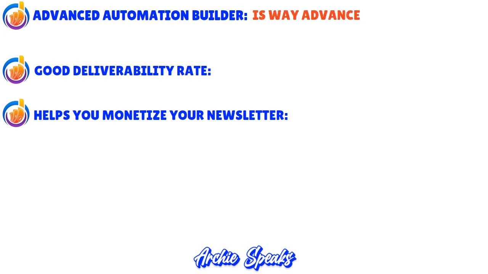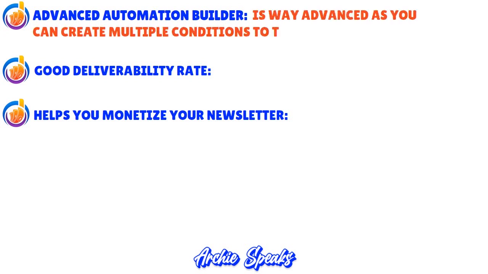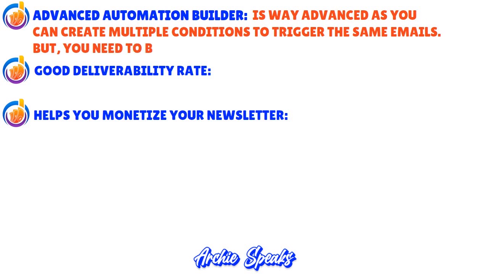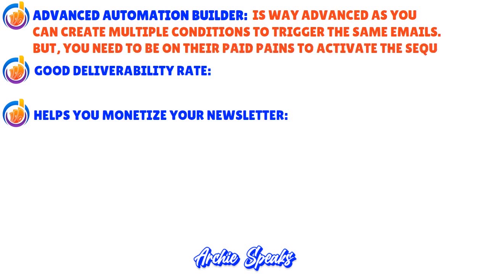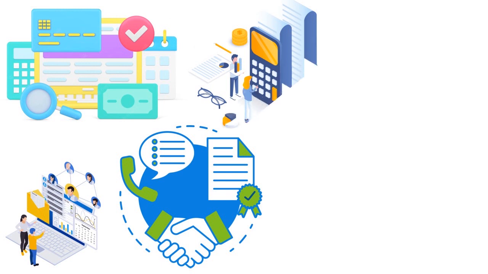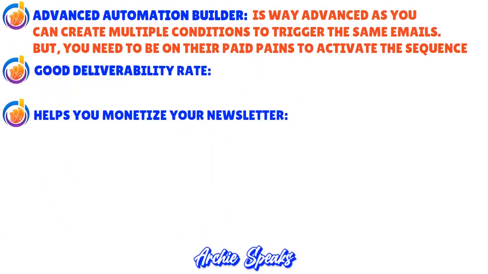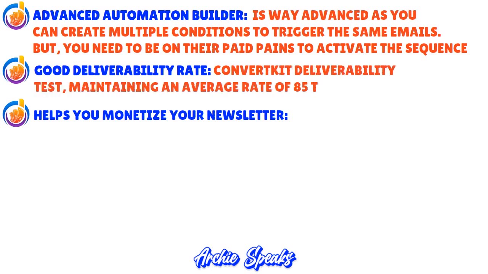So when we talk about the automation builder, this is way advanced as you can create multiple conditions to trigger the same emails, but you need to be on ConvertKit's paid plans to activate the sequence. We're talking about either the pro plan or the regular plan. And ConvertKit really is great in terms of deliverability. They average like 85 to 95% deliverability rate.